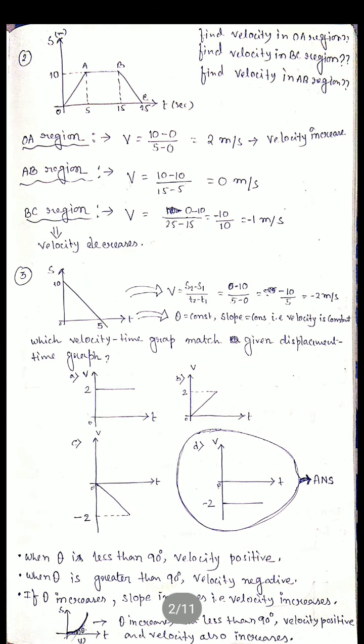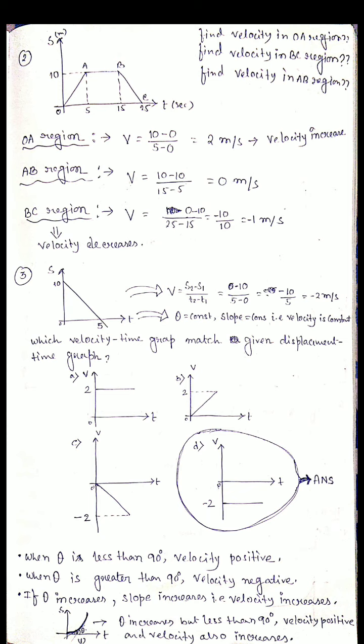Okay. Now next, another problem. In this displacement-time graph, what do we find out? We find the velocity in the OA region, BC region and AB region, same as the first one. So for the OA region, (S2 minus S1) by (T2 minus T1), (10 minus 0) by (5 minus 0), equals 2 meters per second.